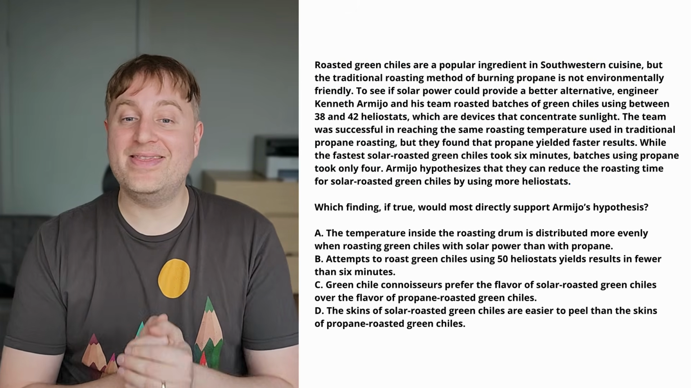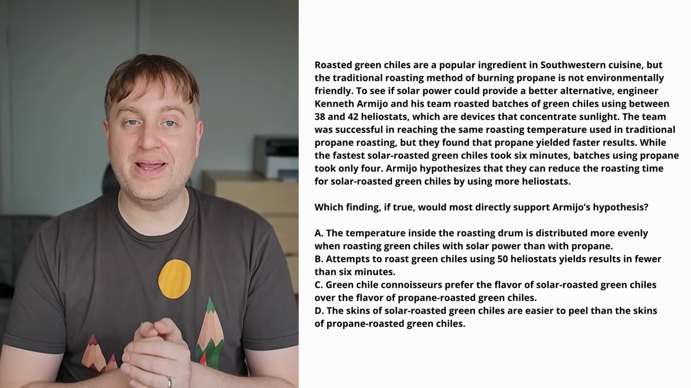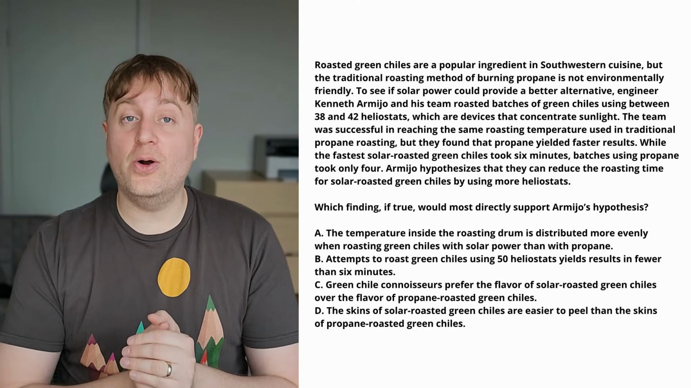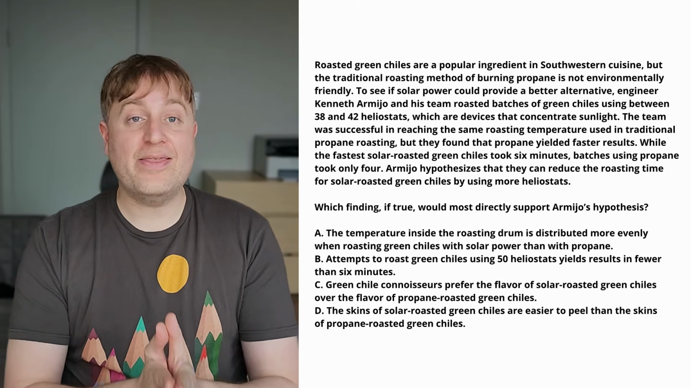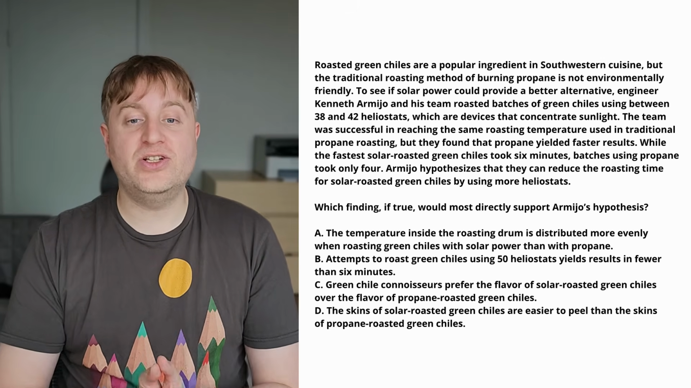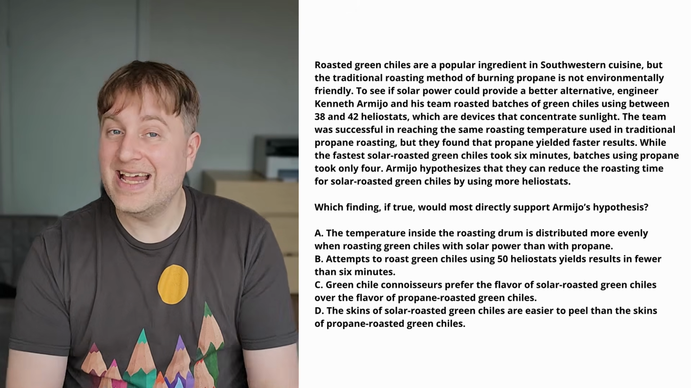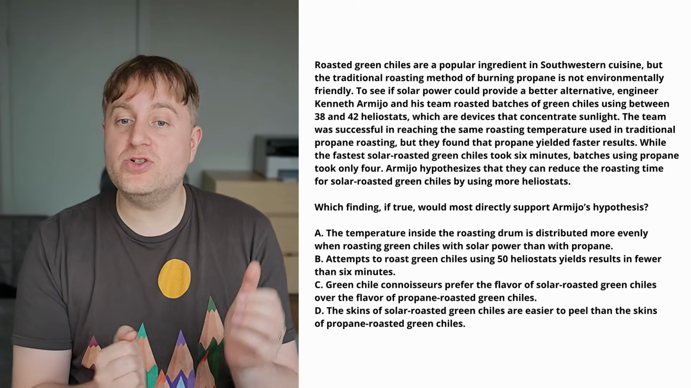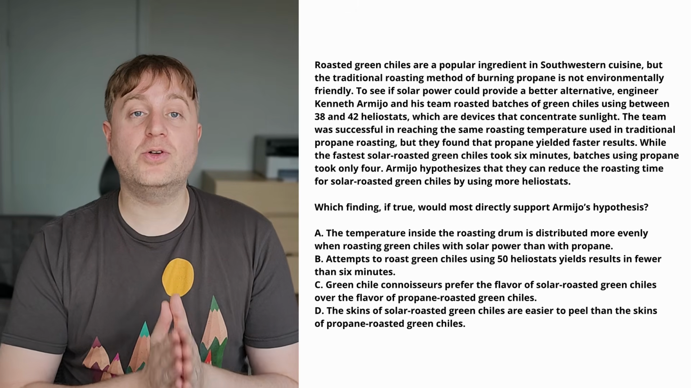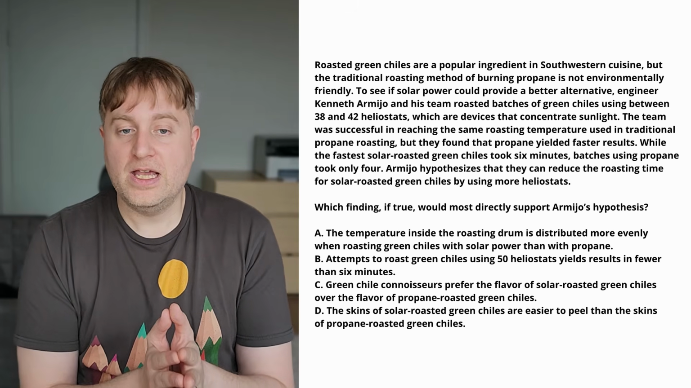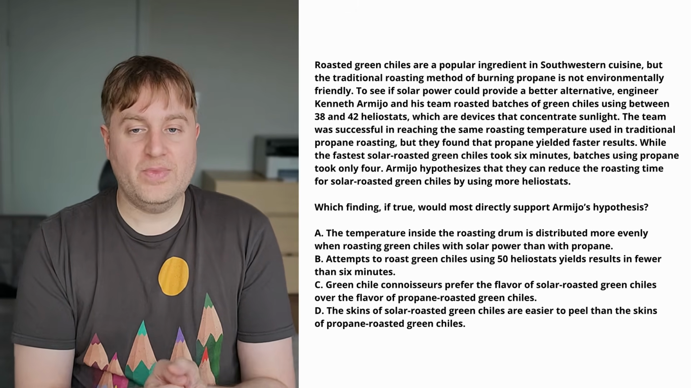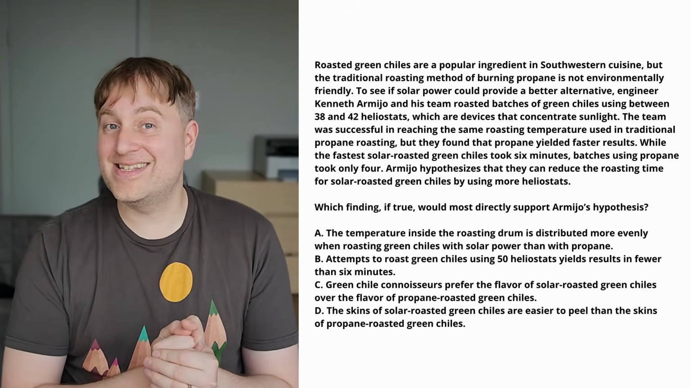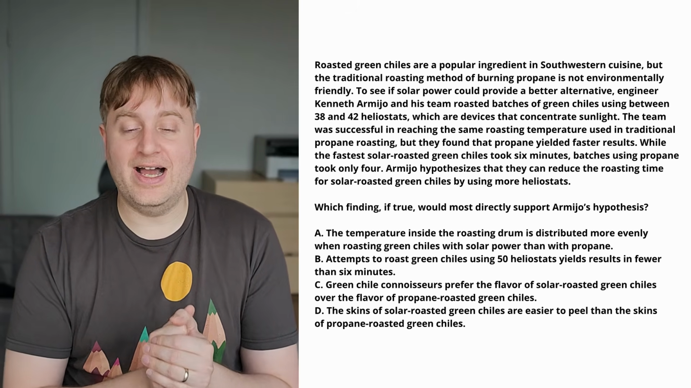So now that we've read the text, focusing on the relevant information, we should be able to move on to step number 3 and form our own answer to the question. Now again, the question was asking us for information that would support Armijo's hypothesis, and his hypothesis was that having more heliostats can reduce the roasting time for solar roasted green chilies. So, what would support that? Probably some finding that shows that more heliostats led to a faster roasting time.